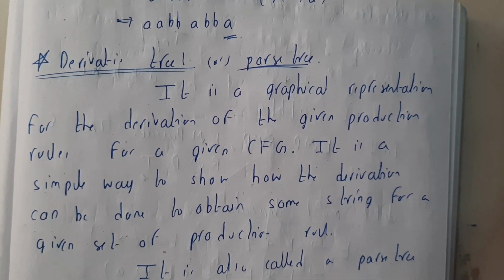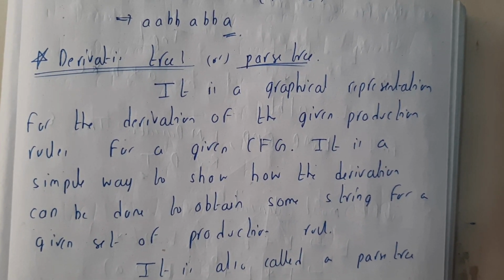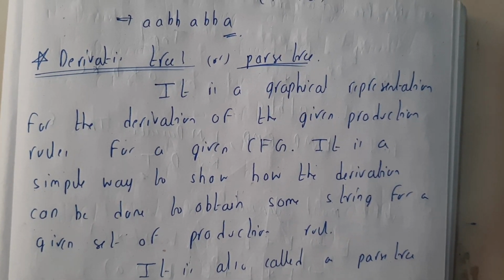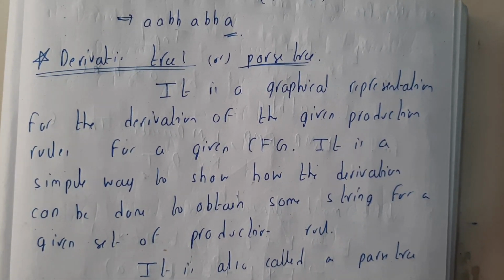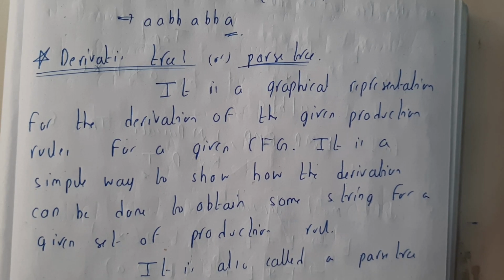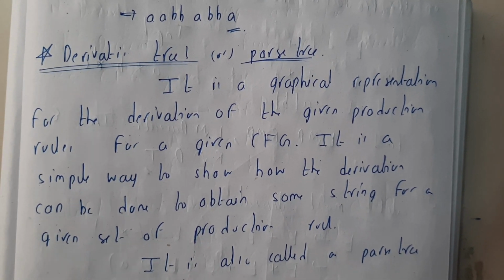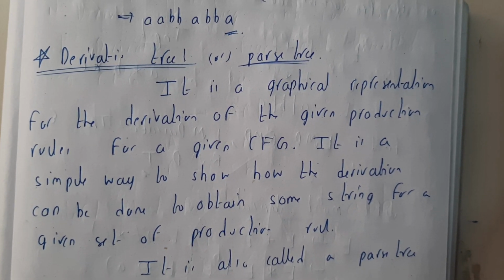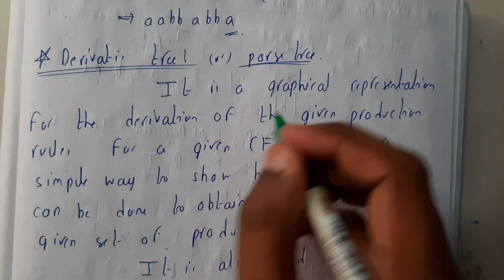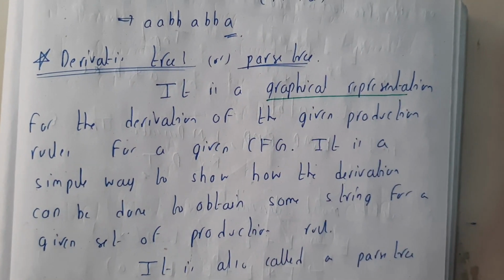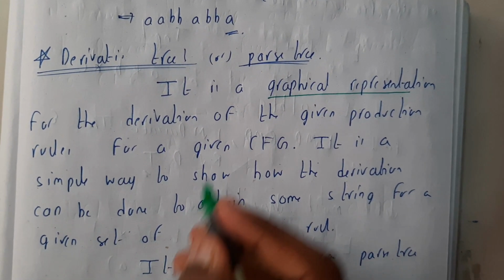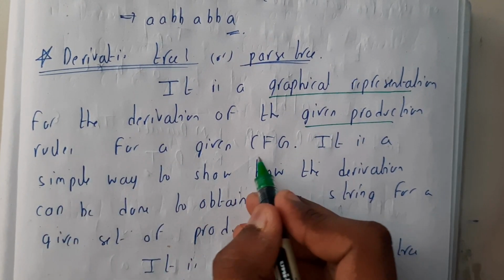Hello guys, we are back with our next lecture. In this tutorial, we'll be going through the derivation tree or parse tree. We have just gone through derivation, in which we covered leftmost and rightmost. This is nothing but the representation in terms of a graph. It is a graphical representation for the derivation of the given production rules in the CFG.